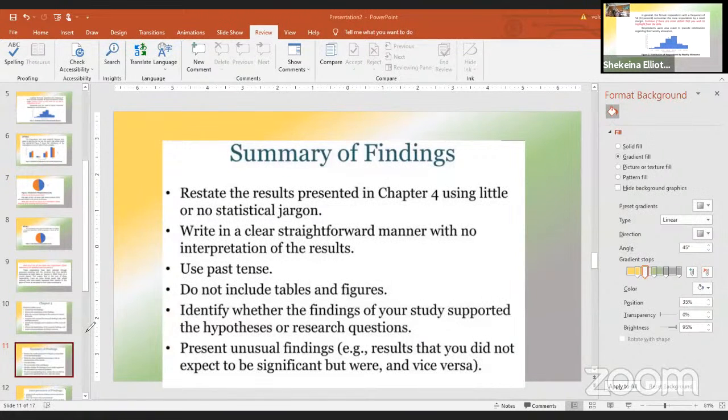It says usually in this chapter, present unusual findings. Hypothetically, what do you think would happen? So you must have the hypothetical approach in your writing. It's a summary writing.